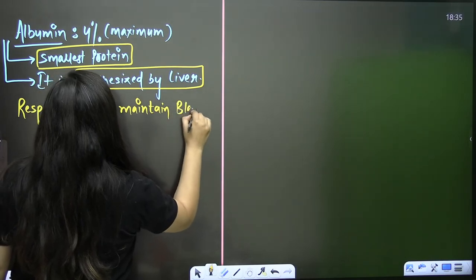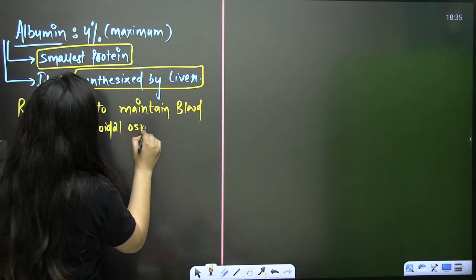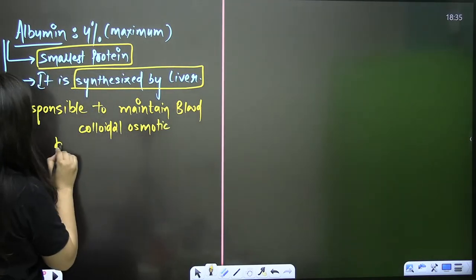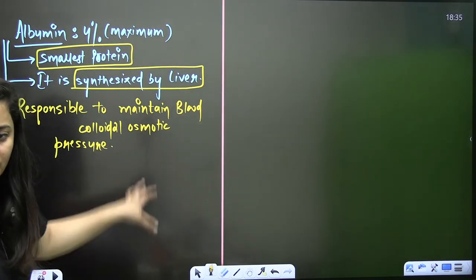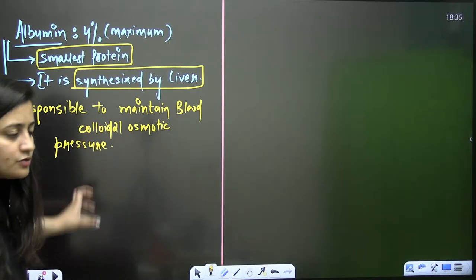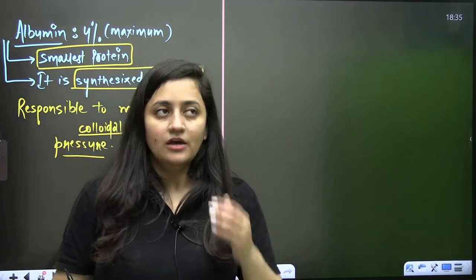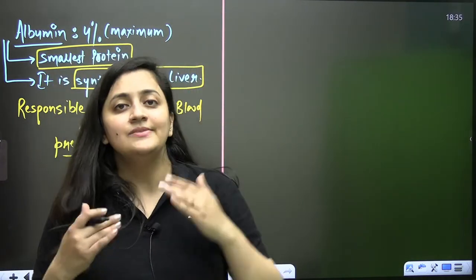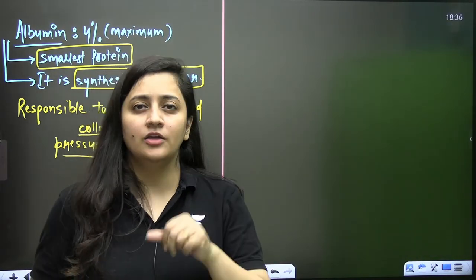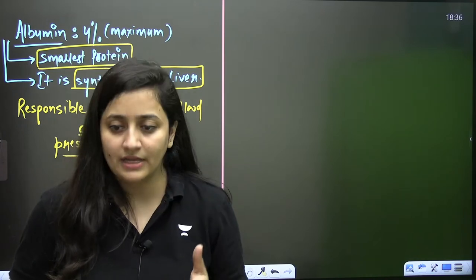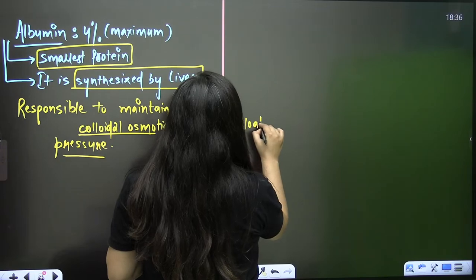blood colloidal osmotic pressure. So albumin is going to maintain the blood colloidal osmotic pressure, and it is important to maintain it. Why? Because these proteins are very important in the blood. Now I'll give you one example. You might know about bloating. Sometimes we say that our body is bloated.